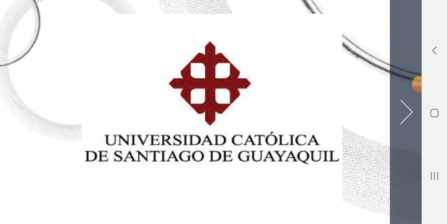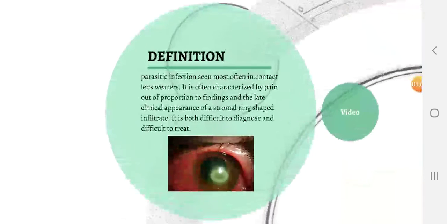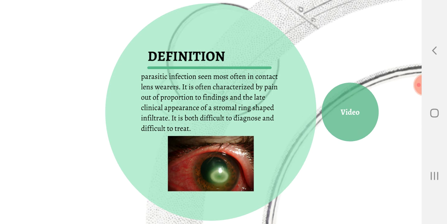Hello, my name is Acanthamoeba and today I'm going to talk about Acanthamoeba keratitis. Definition: parasitic infection seen most often in contact lens wearers. It is often characterized by pain out of proportion to findings and the late clinical appearance of a stromal ring-shaped infiltrate. It is both difficult to diagnose and difficult to treat.